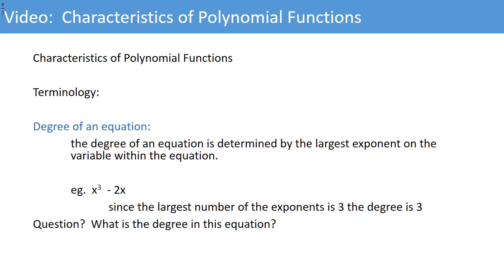Here's a question for you. What is the degree in this equation? Negative x to the exponent 4 minus 2x to the exponent 3 plus x squared plus 2x. If you guessed 4, I bet it wasn't a guess because you've got it right. Well done.